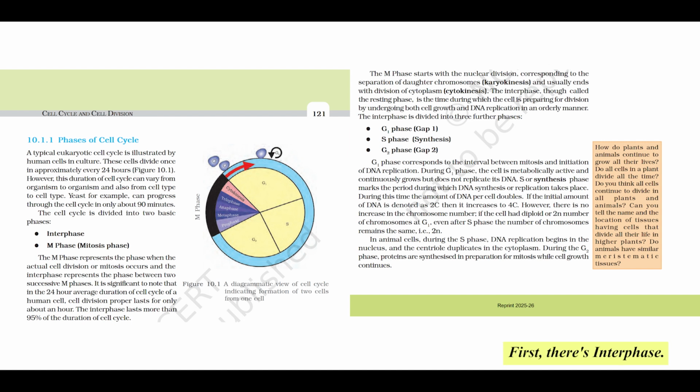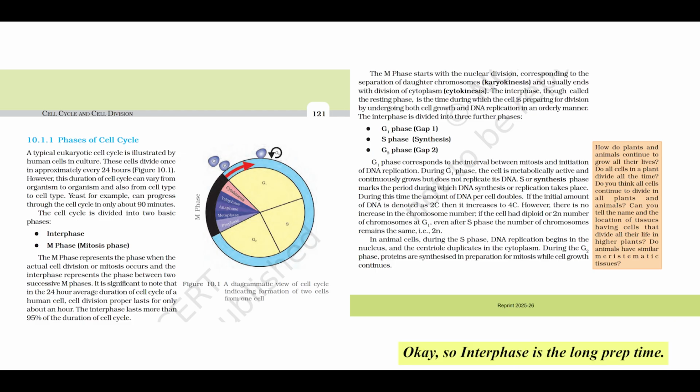First, there's interphase. Now, this is the phase between two successive M phases. It's often called the resting phase, but honestly, that's very misleading. It's far from resting. It's actually the period of intense preparation. This is where the cell gets ready for division. It undergoes significant cell growth and, crucially, DNA replication, all in a very orderly manner.